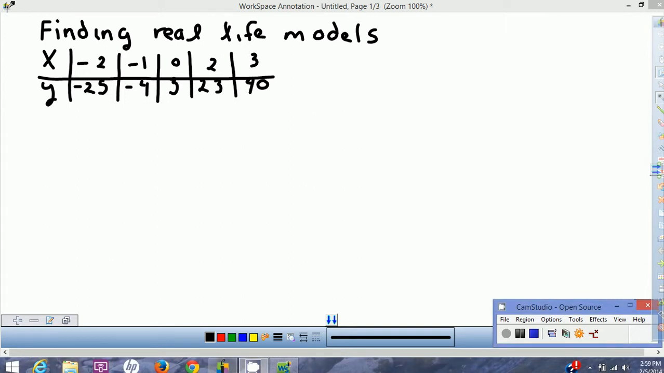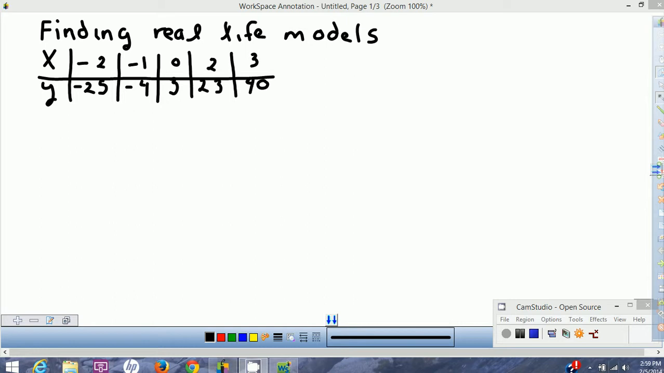to look at how to find real-life models that might possibly be polynomials. This is going to look very familiar from stuff that we've done before with lines and with quadratics. And it actually just requires us to go one step further than we have gone before.